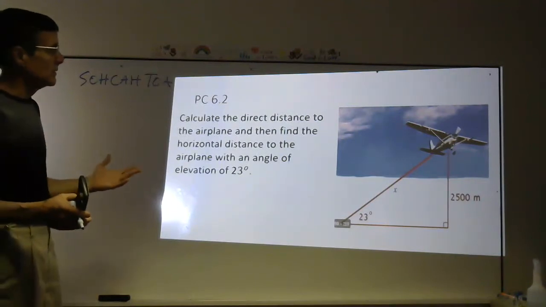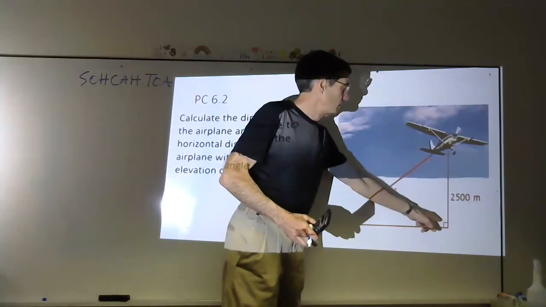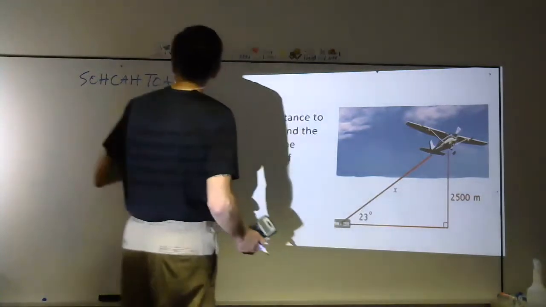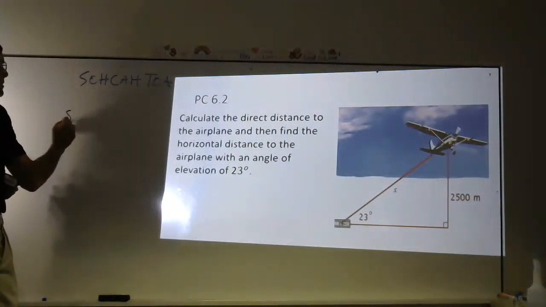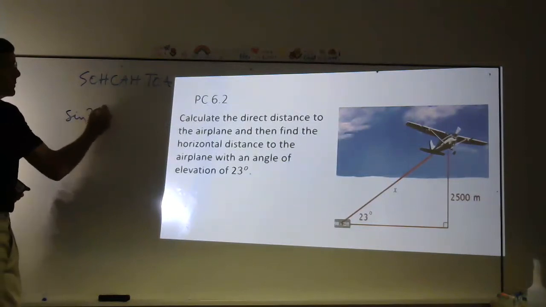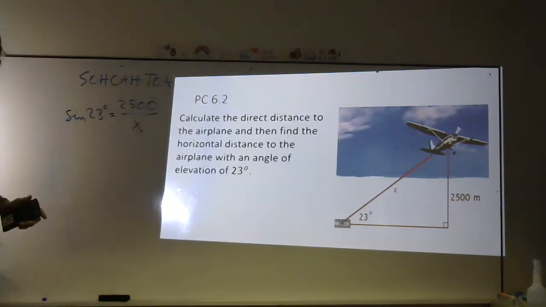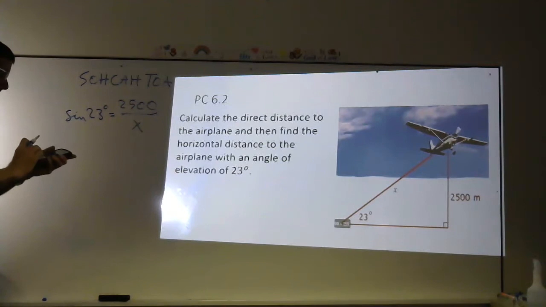So I know my angle of elevation is 23 degrees, and I want to find first the direct distance. So I have a 23 here. I have this side is 2,500 meters. And this is opposite and hypotenuse, opposite and hypotenuse. So I want to set up sine of 23 degrees is the opposite side, 2,500, over the missing side, the direct distance. Okay, so the sine of 23 equals, I have that on my calculator.